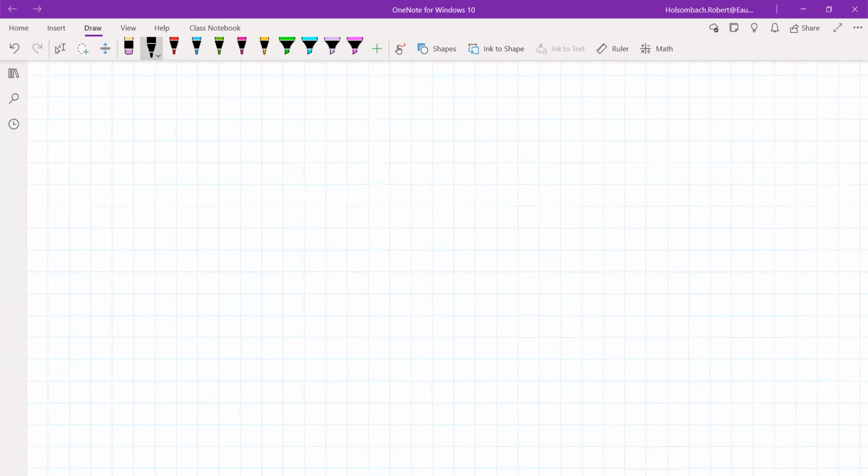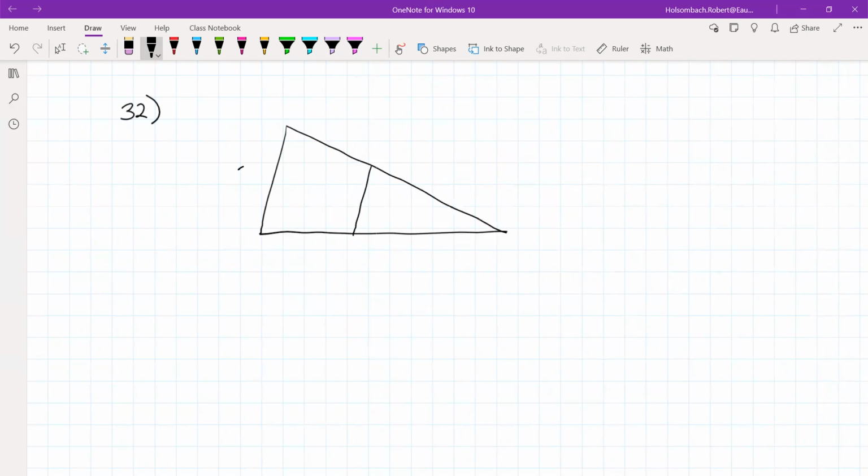Number 32. In number 32, what we've got, a side that's 20, a mid segment that's 2x minus 4. Now we know it's a mid segment because this point is in the middle of this top side. That's what the tick marks tell us. And we know this is a midpoint because it's in the middle of this bottom side, noted by the tick marks.